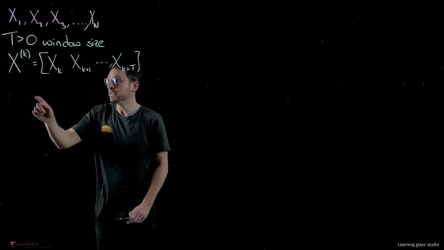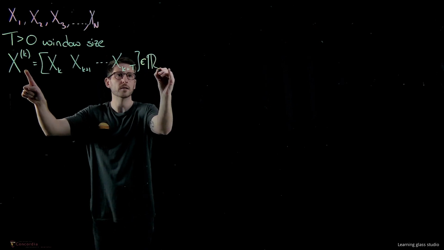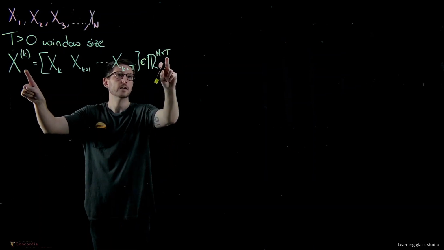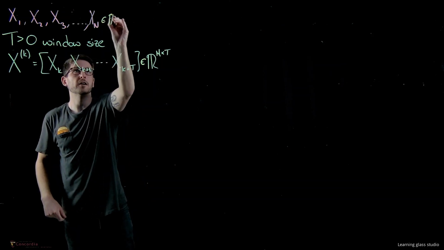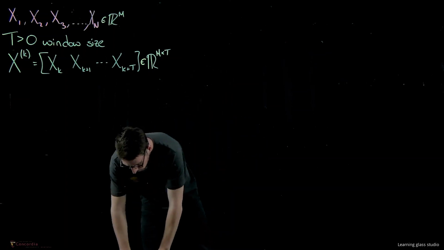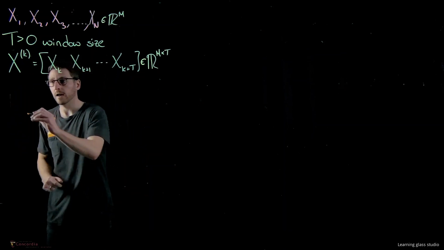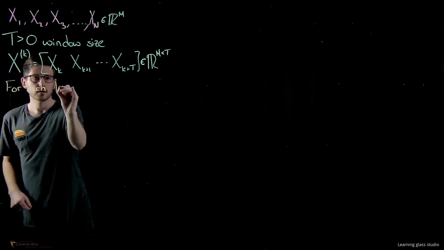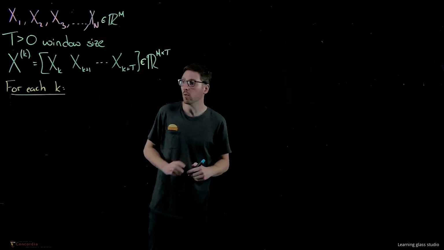Now, this is, again, a data matrix. If we're going to use R, it could be C. This is in M by capital T. Here, T is the size of the windows. And I'm assuming that my snapshots are in R^M, as in the previous case, right? Now, what I could do is, for each k, I could perform dynamic mode decomposition on these small windows.